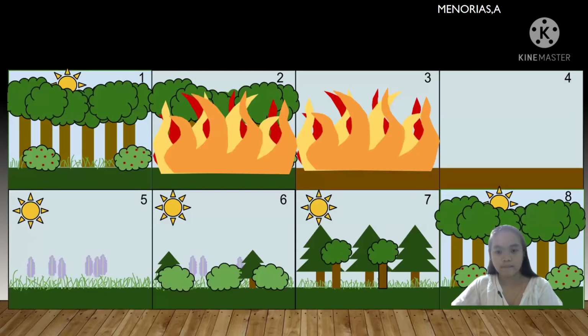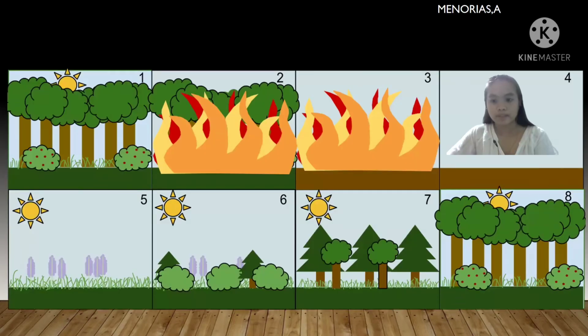So here is an example of the secondary succession, the second type of ecological succession. First, there are stages from stage 1 to 8. The first stage, puno siya og trees, there is life. Wala na wala. And then, the second stage is there is a disturbance that has occurred. So there is a fire, there's a forest fire that destructed the forest.